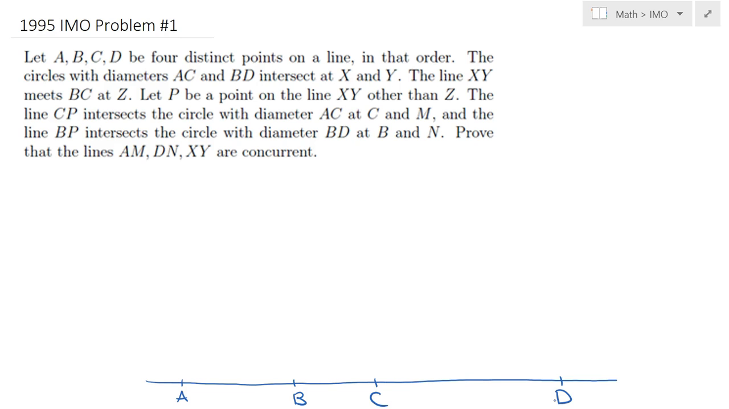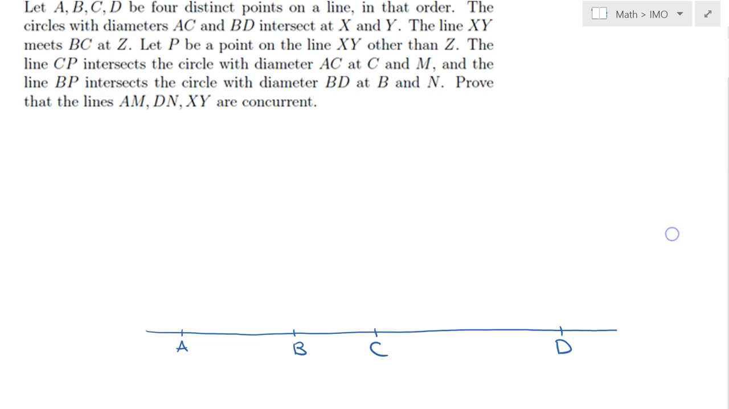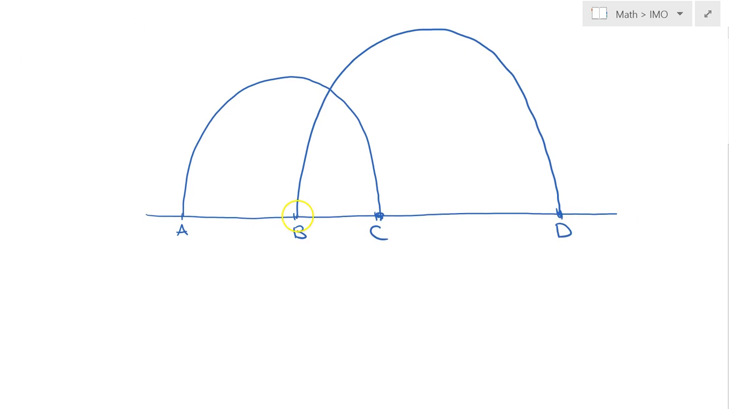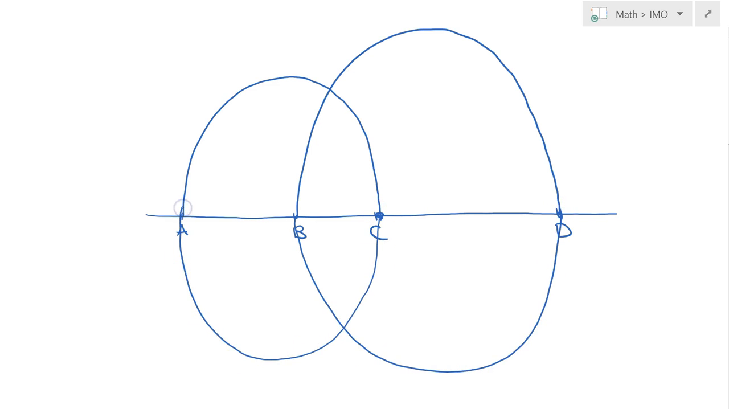So let me make some space here. So we need circles with diameters AC. That would be the one with diameter AC. So C is here. And then with diameter BD, probably something like that. And they would intersect at the points X and Y. So if I draw the full circle like that and like that, the second one will be slightly smaller, right? So like that, I guess. Okay, so that would be the points X and Y.